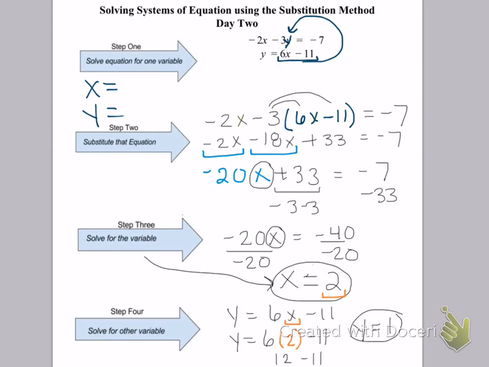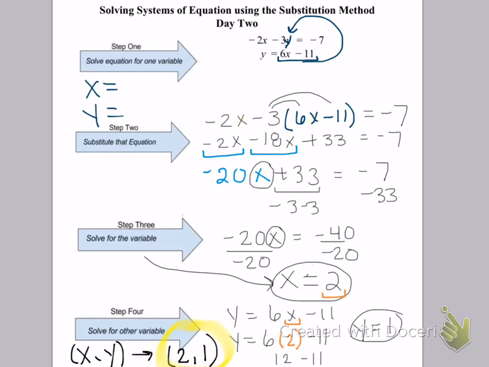We have our two variables solved for, and then lastly, we just have to write our answer as an ordered pair. So remember, it goes x, y, so it means our answer here is 2, 1. And this is our answer for this system. 2, 1. I'm going to go ahead and zoom out so we can look at everything.